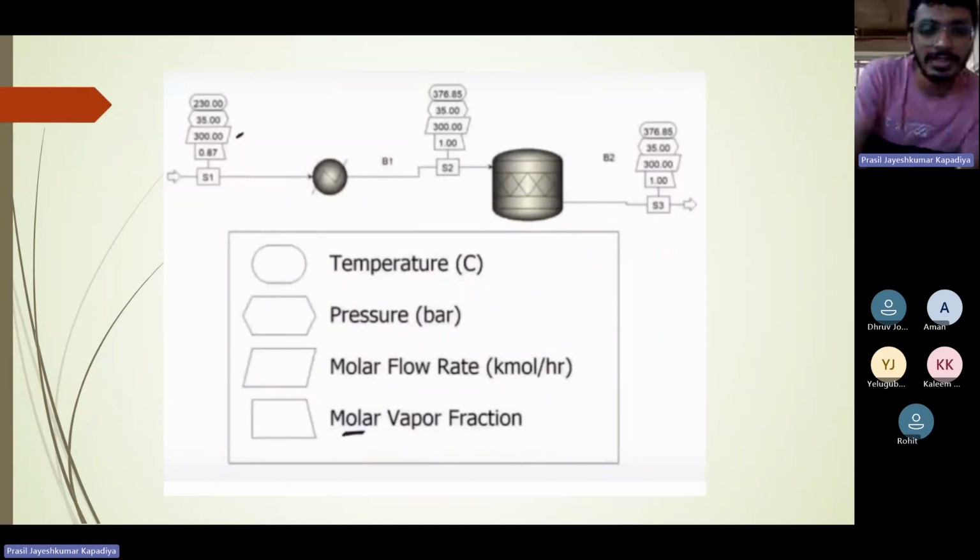I guess this photo is not clearly visible, but is it somewhat visible or not? In this photo, we are given some temperatures. One stream, S1, is entering some heater or cooler type of exchanger. From there, it enters a reactor. We can see the temperature in Celsius, pressure in bar, molar flow rate, and molar vapor fraction. So let's see what question is asked.